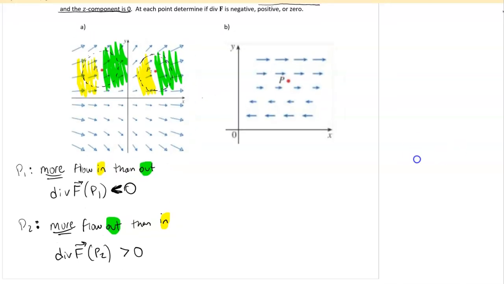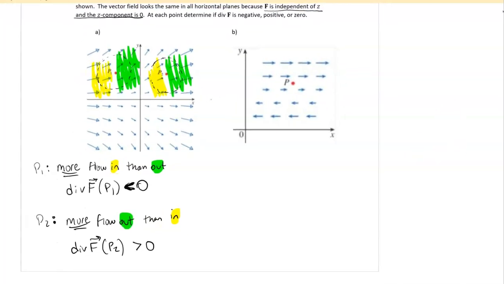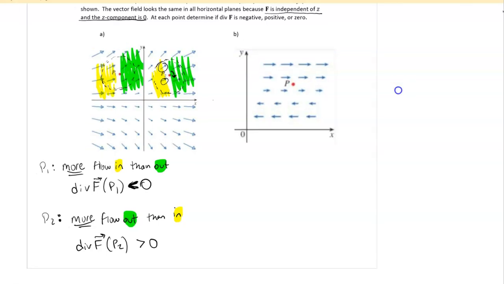All right. As for curl, for point 2, maybe there's some rotation in a clockwise sense. Maybe these look a little bit larger than those. Kind of hard to tell. I don't know if I have a good idea of curl for that one. I'd have to come back and think about it. But we're not talking about curl, we're talking about divergence.